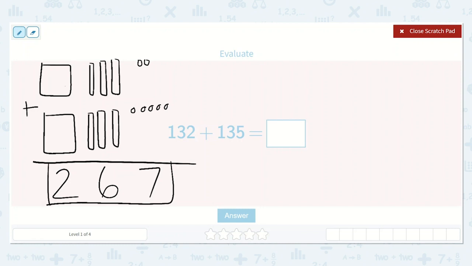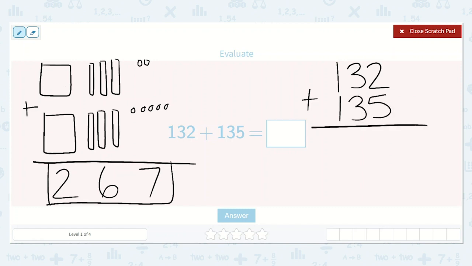All right, now let's write this with numbers. If we have 132 plus 135, we need to line up our ones, our tens, and our hundreds like we did, because we're going to add them together in groups. So here we'll add these two together.